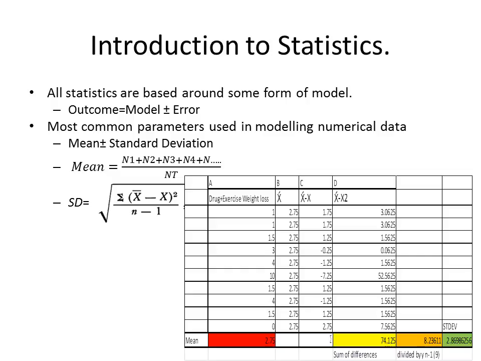So we'll talk through an example in a minute, but what I want to go through first is just to talk about the most common parameters used in modeling numerical data, like I've just said, which is your mean and your standard deviation. Okay. So if we look at the mean equation there, so your n1 plus n2 plus n3 plus n4 and so on, basically means the number that you have for each participant. So if we look at the table on the right hand side, where I've got drug plus exercise weight loss, what I've done here is I've created a table for an imaginary drug, okay?